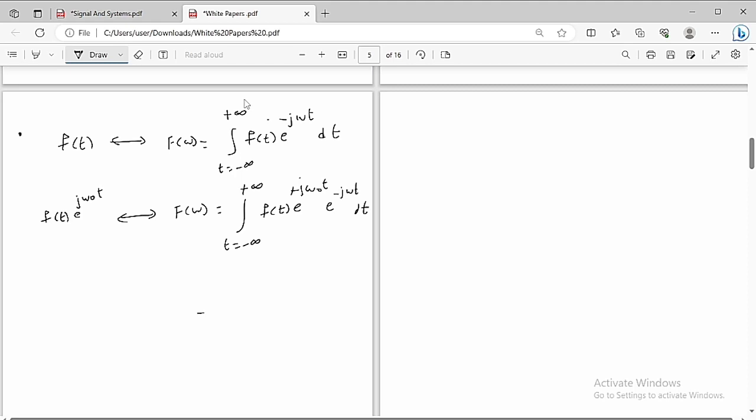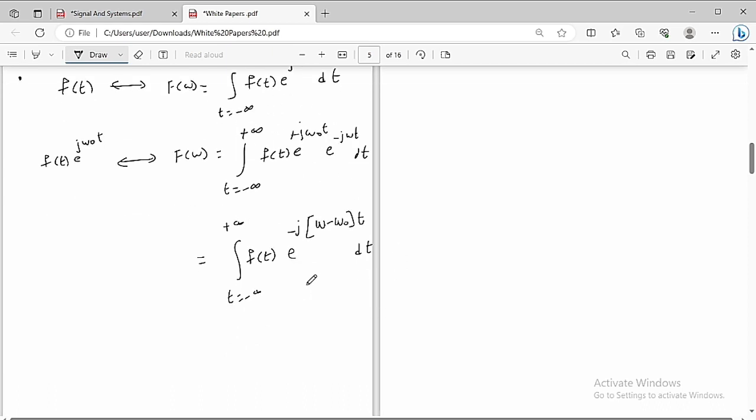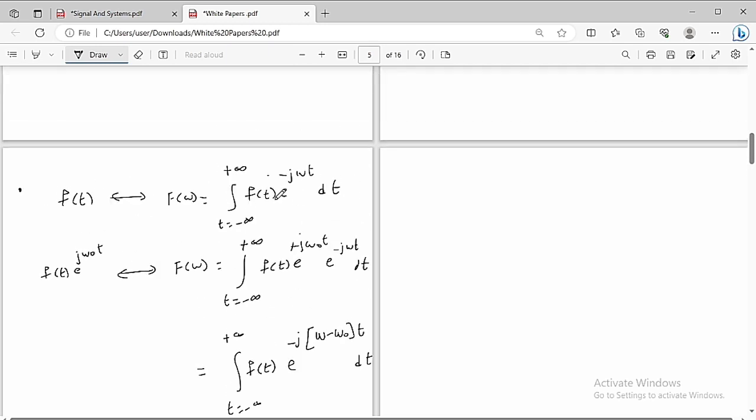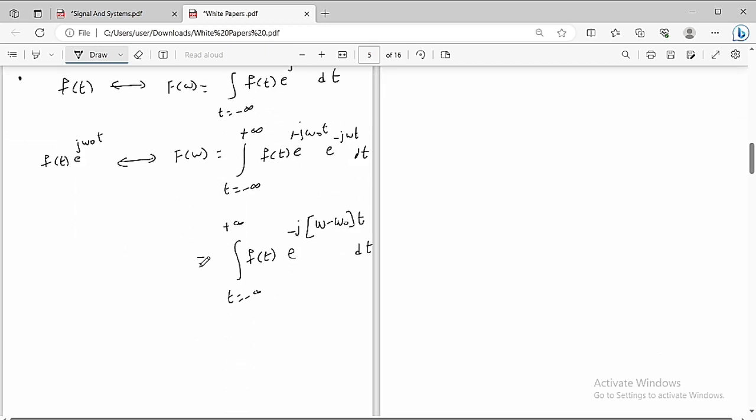From this, I take the integral from minus infinity to plus infinity of f of t, and now I take e to the power of minus j common. Then I am going to get omega minus omega naught into t, dt. So if you take minus j common, you get omega minus omega naught into t. This is basically in the format of the Fourier transform: here omega, here omega. Here omega minus omega naught means it should be F of omega minus omega naught.